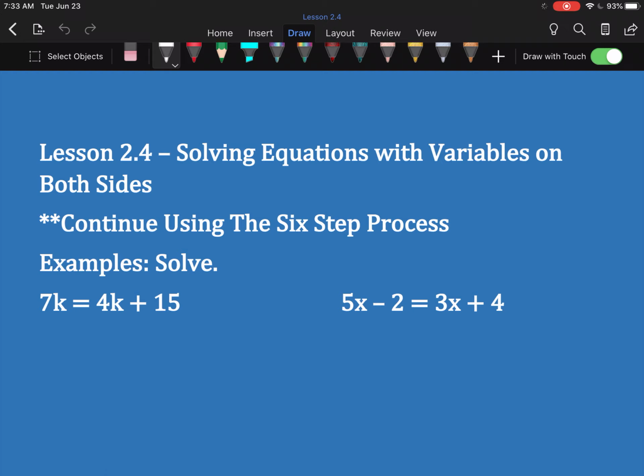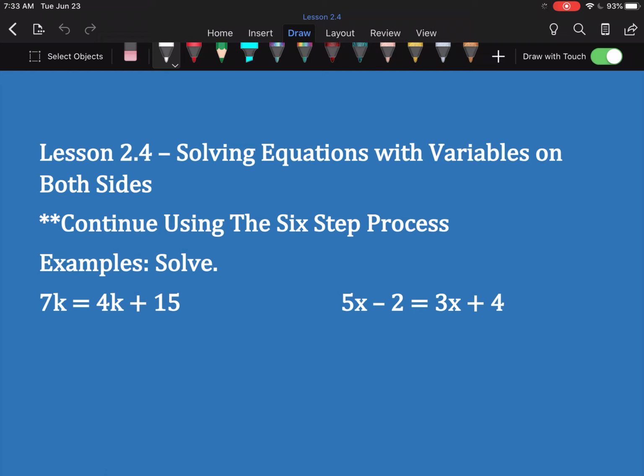So the idea here is going to be to combine like terms, if there are any, on each side of the equal sign, and then get all the variable stuff to the left, all the non-variable stuff to the right, and solve. So this says continue using the 6-step process. If we've been in class, you've seen that. If not, it's not a big deal. You'll catch on to what I'm doing as we go.